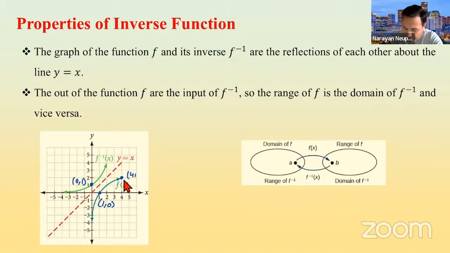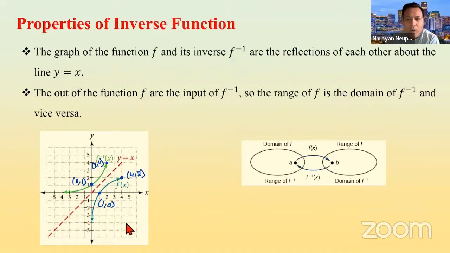Now, if you look at the reflection, Prakriti, the reflection of this point is over here where I am pointing, right? That is the reflection of this point about the line. What is that point now? 2, 4. Very good. Thank you, Prakriti. So you can see very clearly that the graph of the function, like the one shown in blue, and its inverse shown in green, are reflections about the line y equal to x.